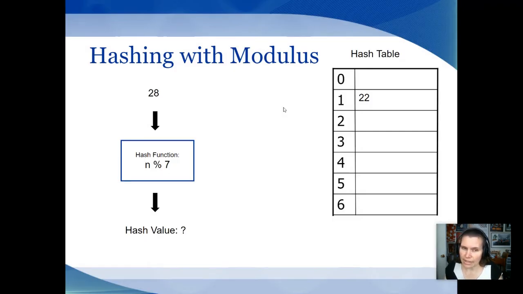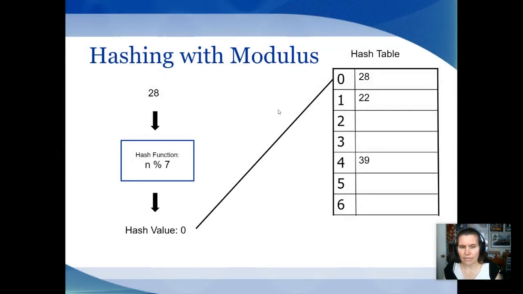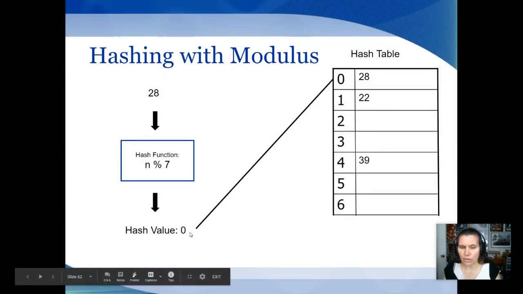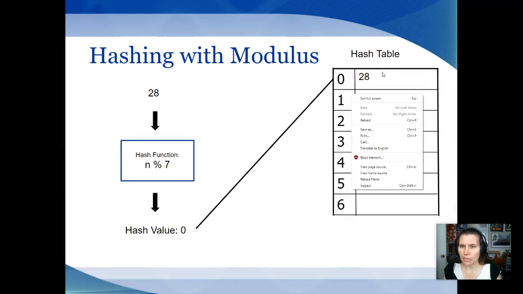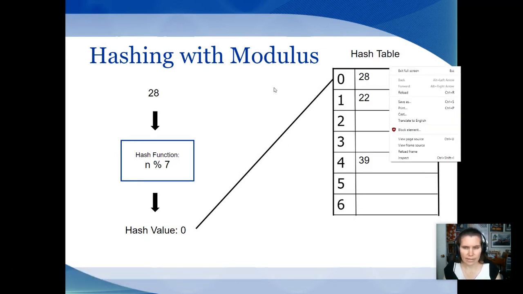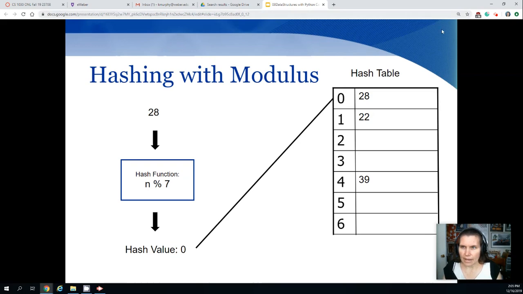Okay, one more just to get this down. This is an easy one. Well, no, this might be a tricky one. Didn't think about that. Because 28 goes in evenly to 7. So that means I have a hash value of 0, and my 28 would go in position 0 of my list.